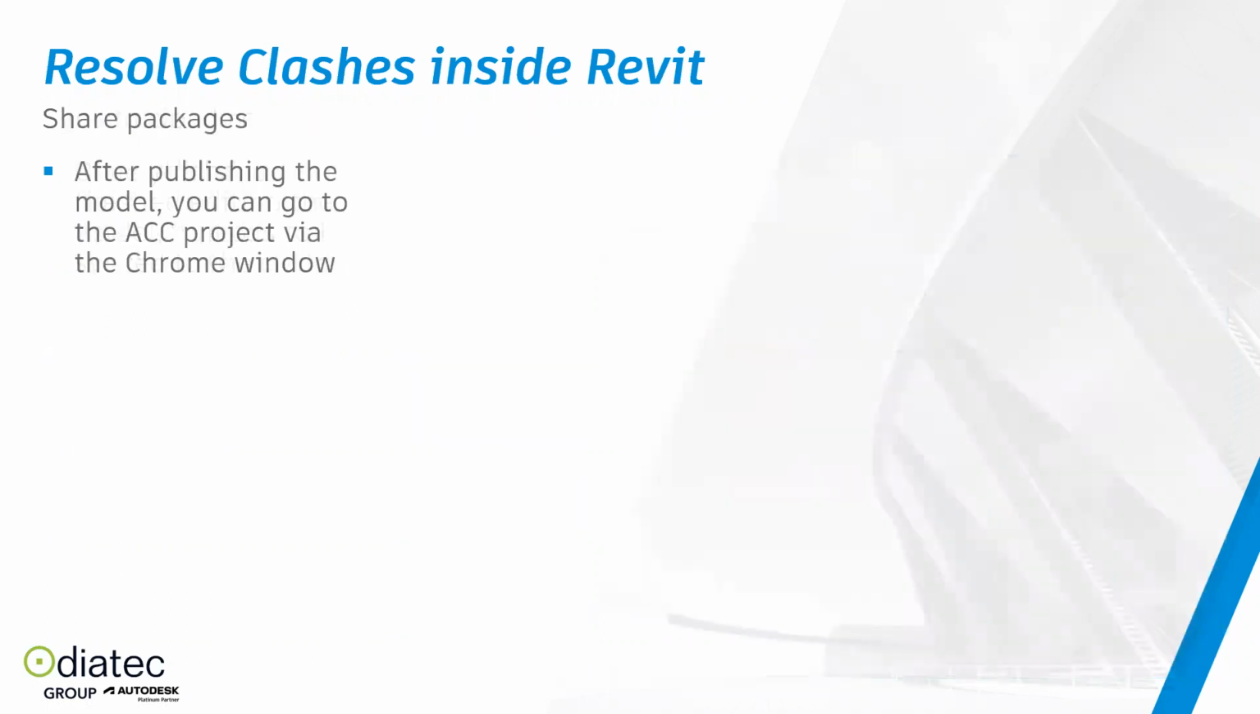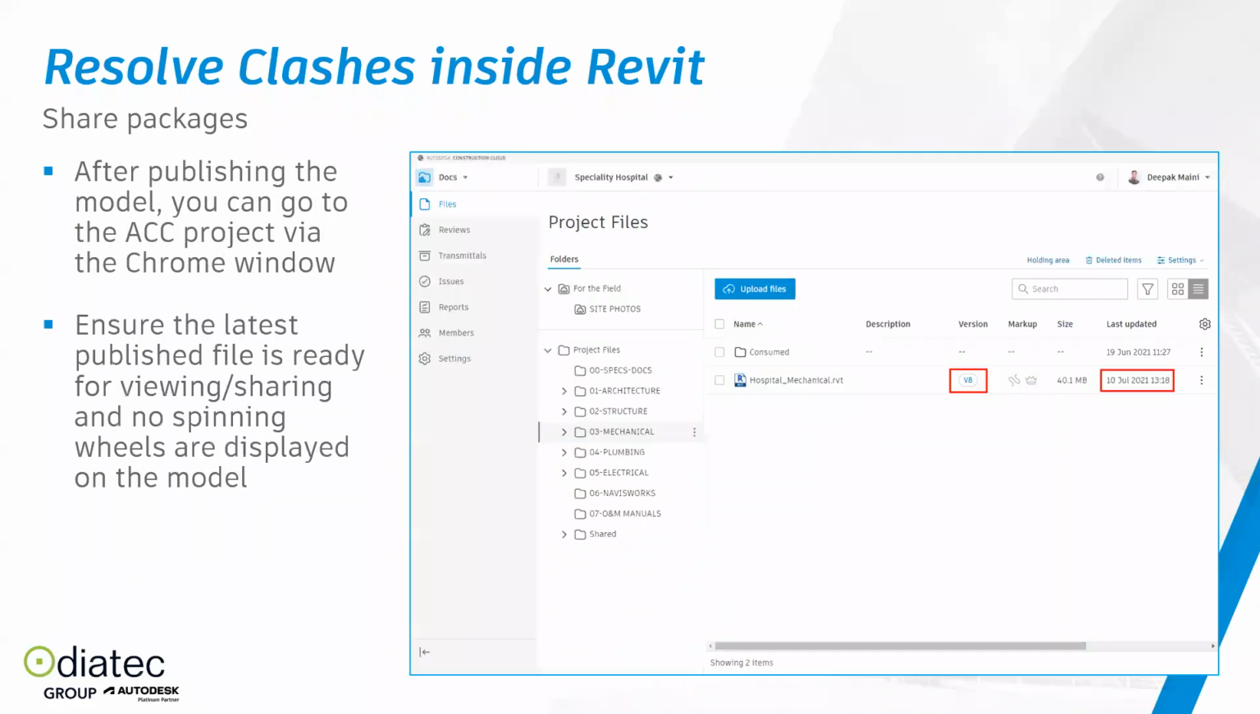And then after publishing the model, we're going to go into our ACC project via the Chrome window, and we're going to ensure that the latest published file is ready for viewing or sharing, and that no spinning wheels are displayed. That just means that it's not still syncing. And again, this type of workflow does become second nature to you. It's not that it's a lot of unnecessary steps or anything like that. What you'll actually find is you'll probably skip some of these steps purely because you'll know that the latest model has been published. You'll go straight into design collaboration, and that's what we'll see on the next screen.